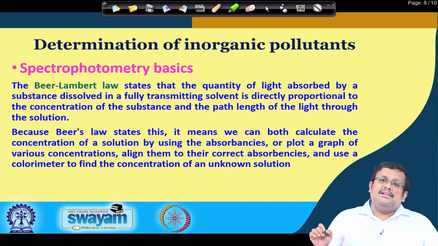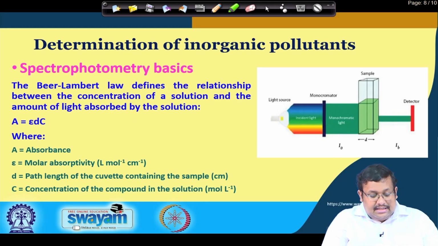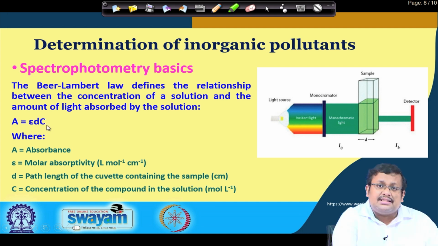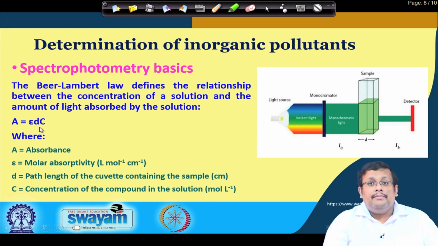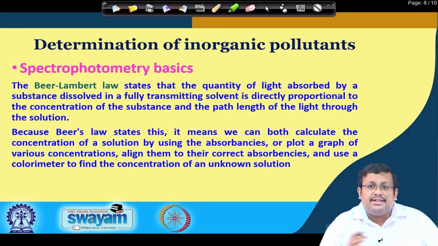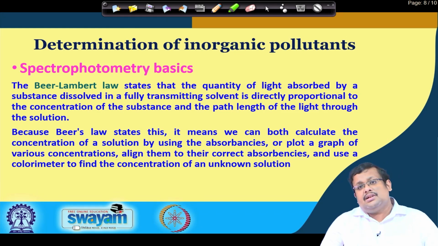So, by using this relationship, this is very important. We can see here that the path length d is basically fixed when we are using a specific cuvette. So, this d is constant. So, the absorbance varies with the concentration of the solution. By measuring the intensity of the light, we can measure the concentration of the solution. So, this is how we utilize Beer's and Lambert's law for measurement of the concentration of a solution.